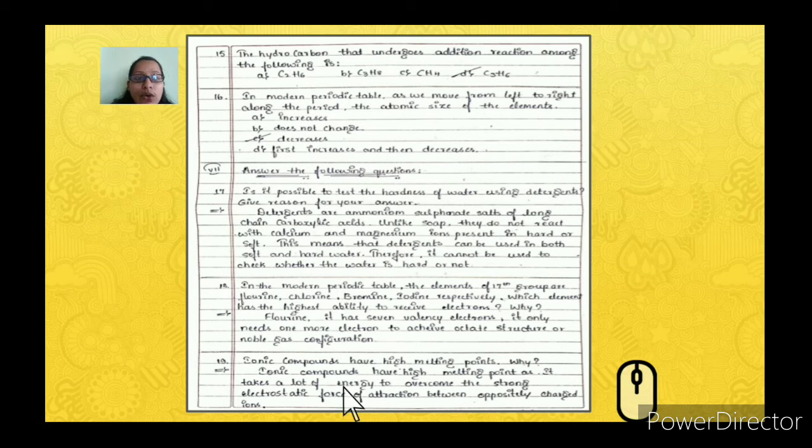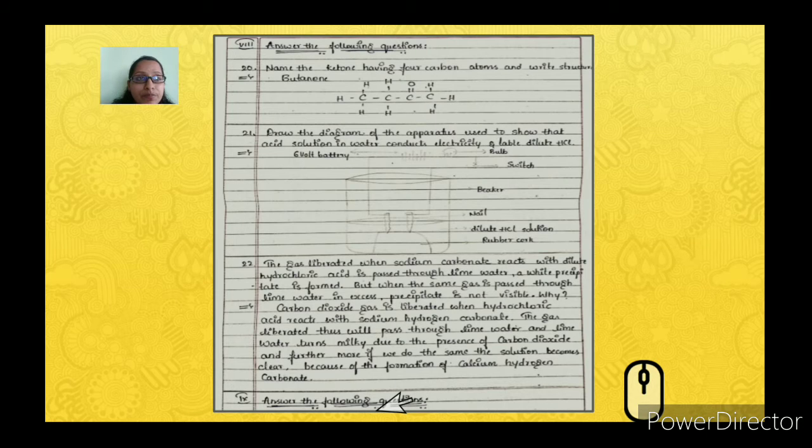Next question: ionic compounds have high melting points. Why? Ionic compounds have high melting points because it takes a lot of energy to overcome the strong electrostatic force of attraction between oppositely charged ions, like Na+ and Cl- in NaCl. As told, metals donate their electrons, but non-metals take the electrons, being acceptors. So ionic compounds have high melting points.